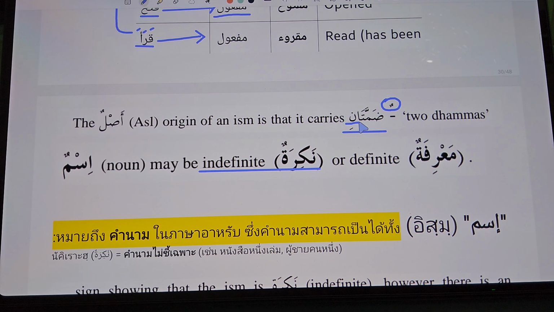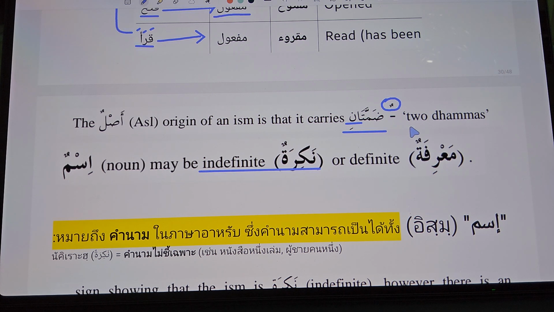Alif and Noon here indicate what? Dhammatun. The asal is dhammatun. When we add Alif and Noon, like for example, baytun, it's a noun. Now, when we say baytun and baytan, baytani, same for two houses here. Dhammatan. So alif and noon is for two dhamma.